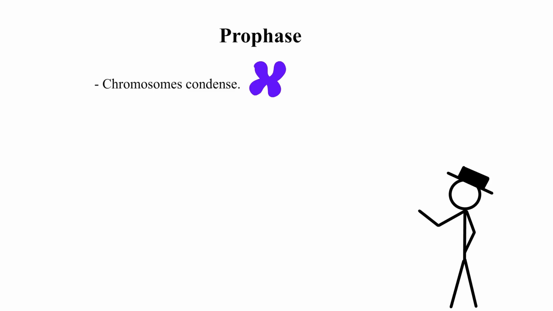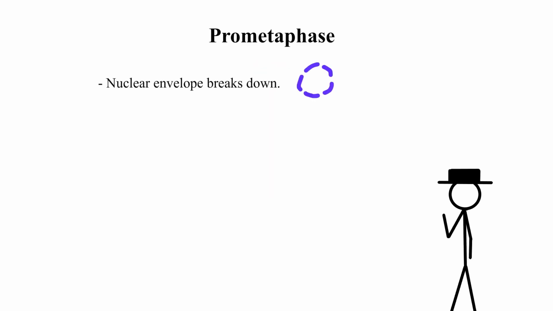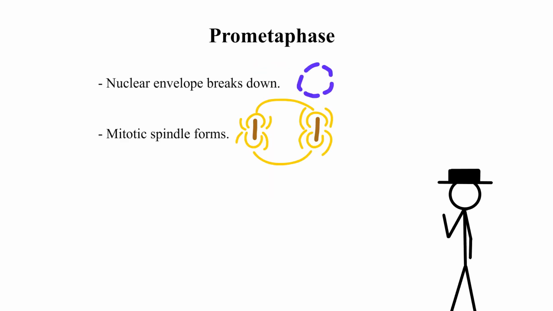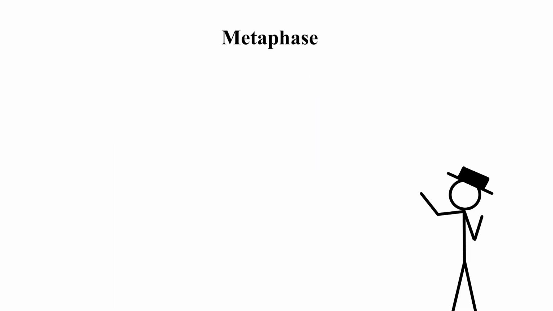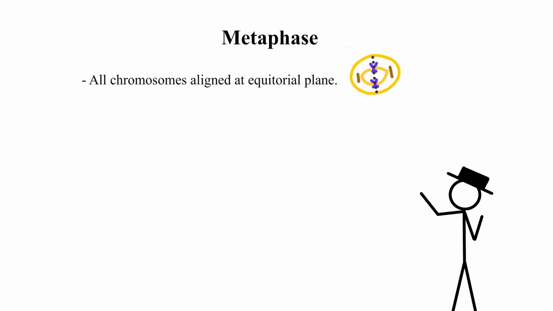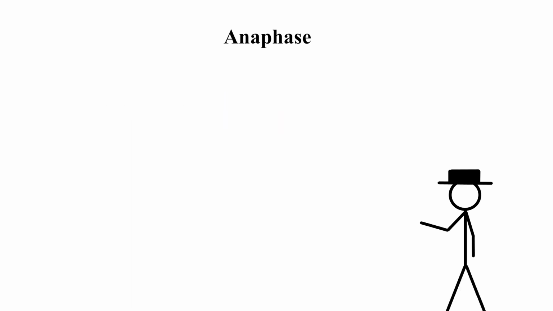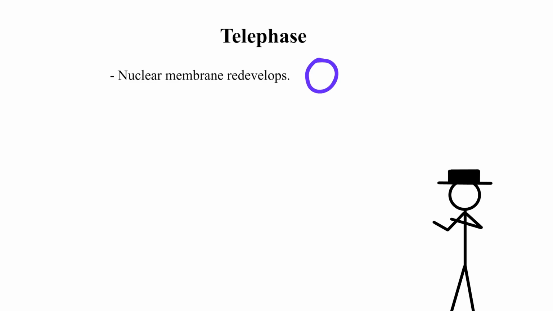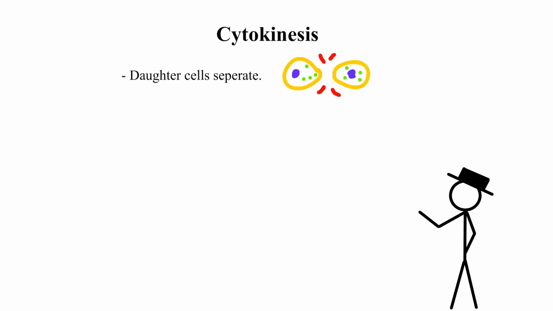Prophase is when chromosomes condense. Prometaphase is when the nuclear envelope is fragmented and the meiotic spindle is formed. Metaphase is when all chromosomes are aligned at the equatorial plane and the cell performs the spindle checkpoint to verify such. Anaphase is when the chromosomes are separated. Telophase is when the nuclear membrane redevelops, and cytokinesis is when the 2 daughter cells sever membrane connection.